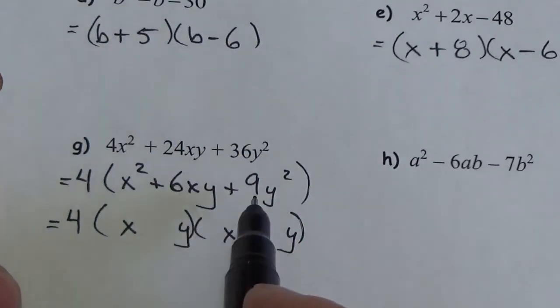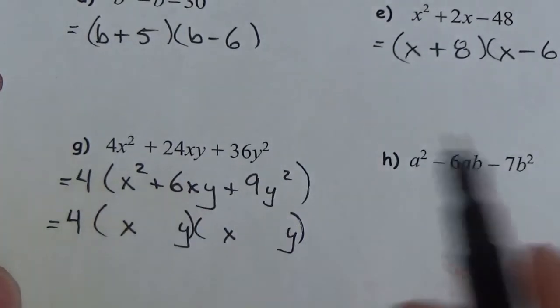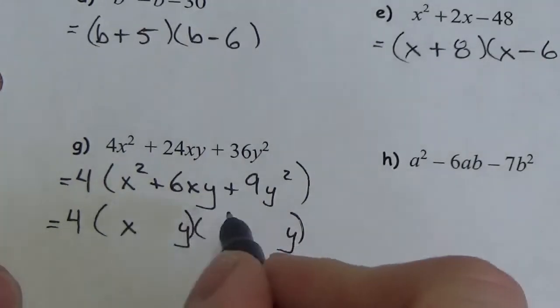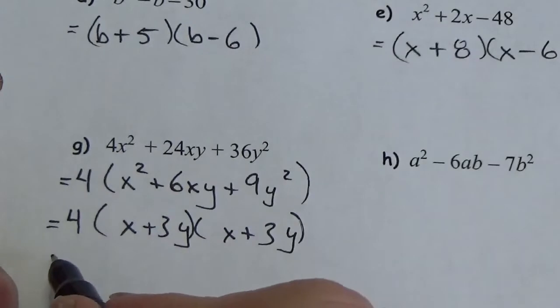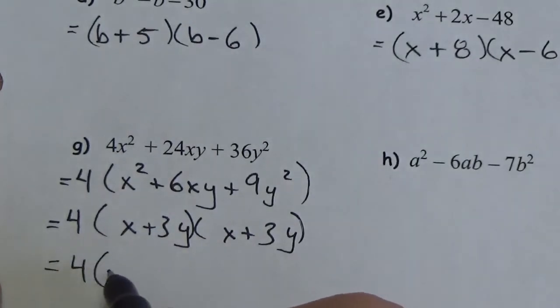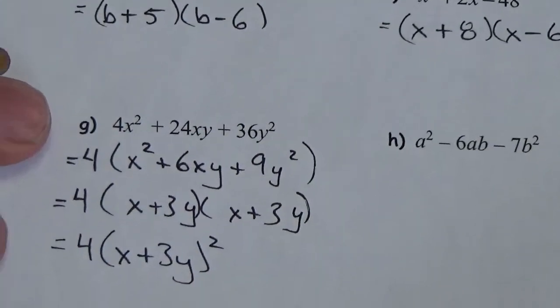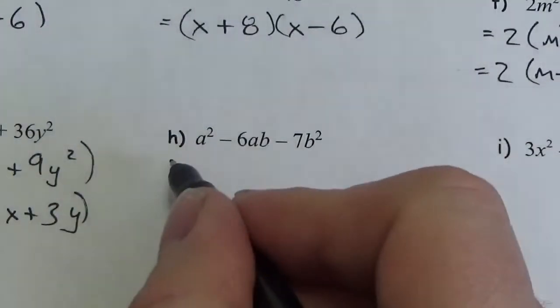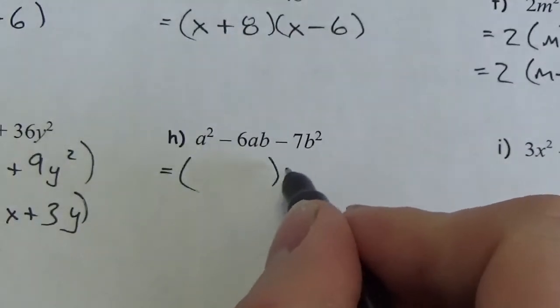Now I'm looking for two numbers whose product is 9, whose sum is 6. Oh, well, that's just going to be 3 and 3. And because they're both positive here, it's going to be positive 3, positive 3. So now someone's probably going to ask, well, wait a minute, can I write that as x plus 3y squared? Yes, you can.